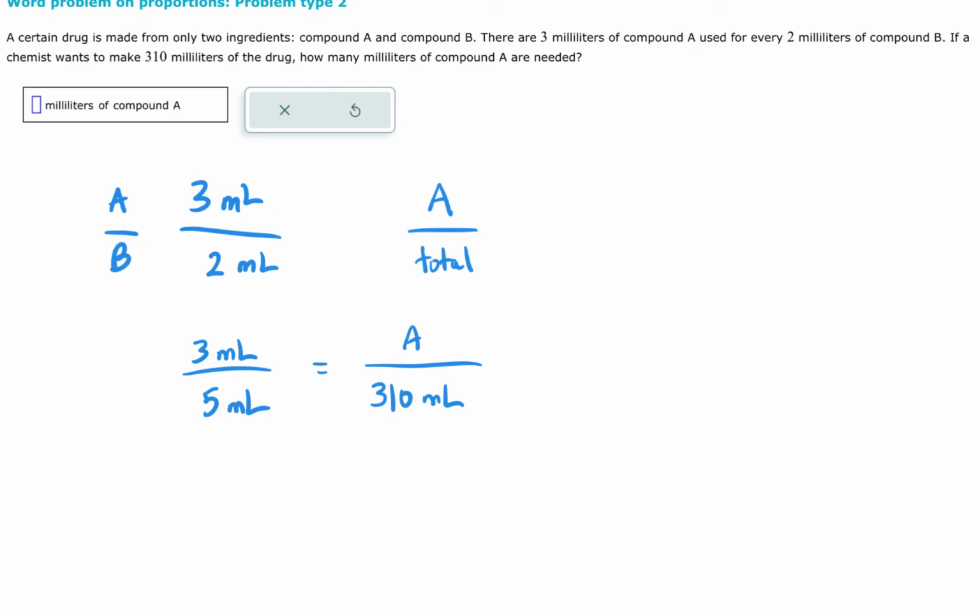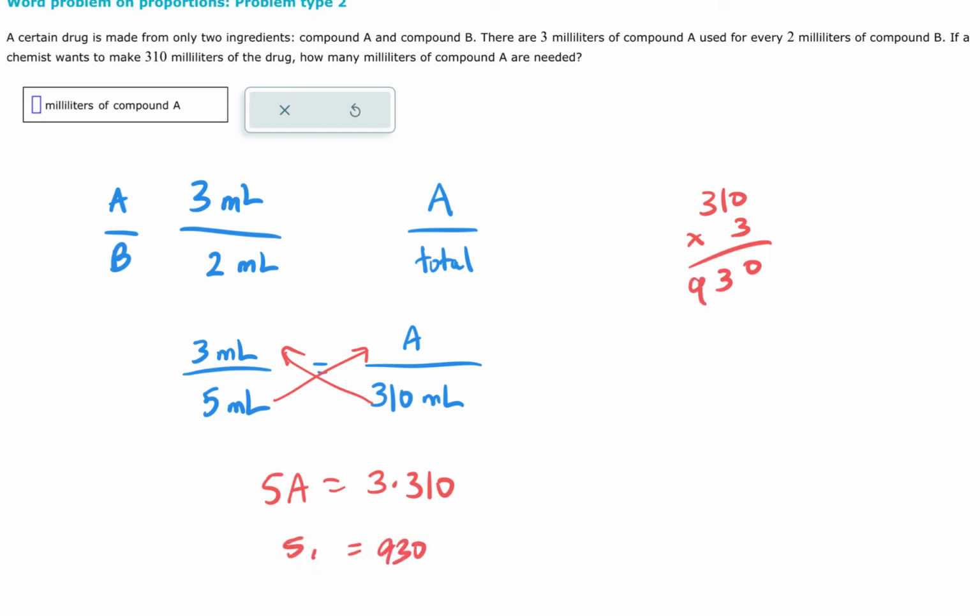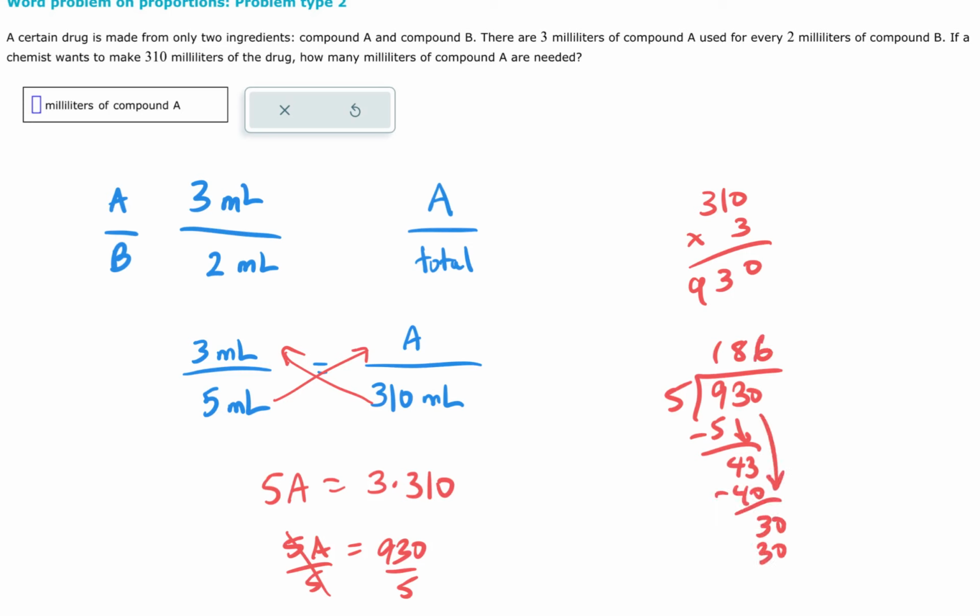Now we're going to do cross multiplication to solve. So 5 times A, or 5A, equals 3 times 310. 310 times 3, if you can't do that in your head, you'll see that this is 930. So that's equal to 5 times A. If we divide both sides by 5, we'll have A by itself. So 930 divided by 5, that would be 8. And then we have 30 right there, so that would be 6 with no remainders. So we have A equals 186 milliliters of compound A to make 310 milliliters of the drug.